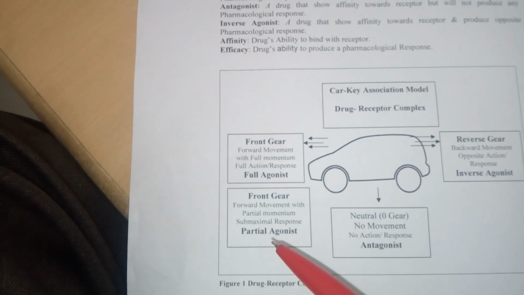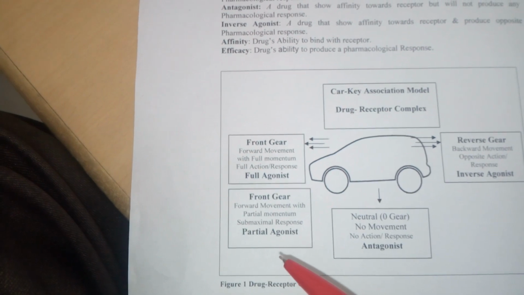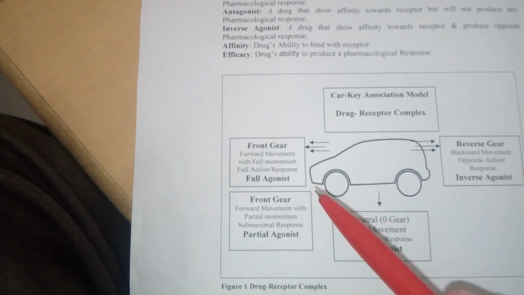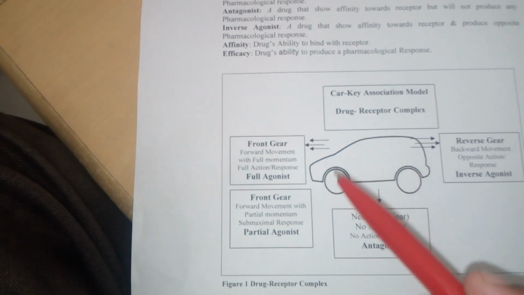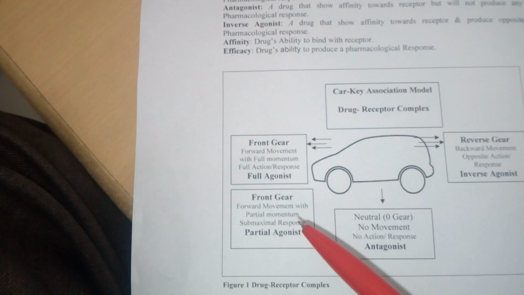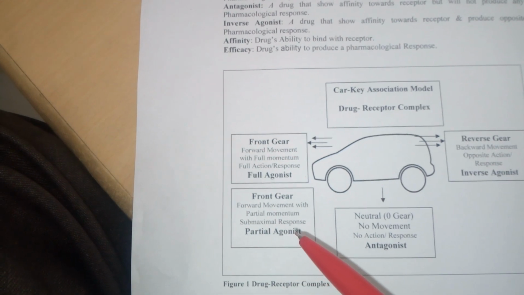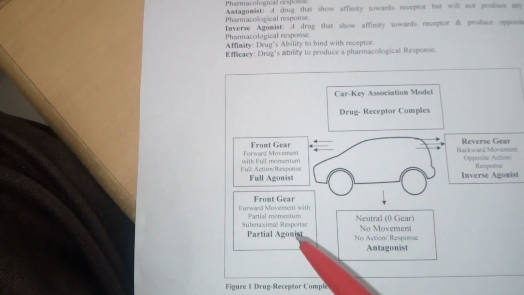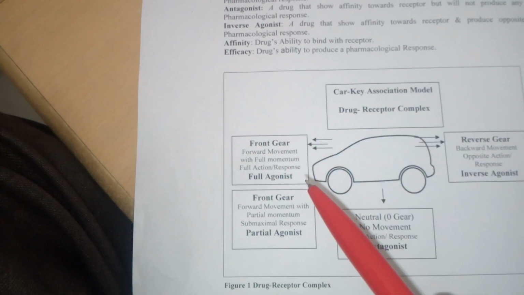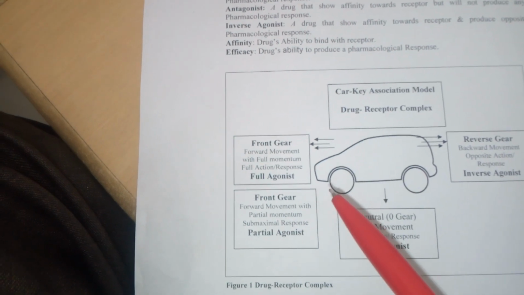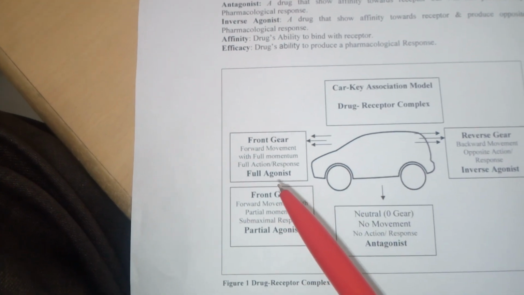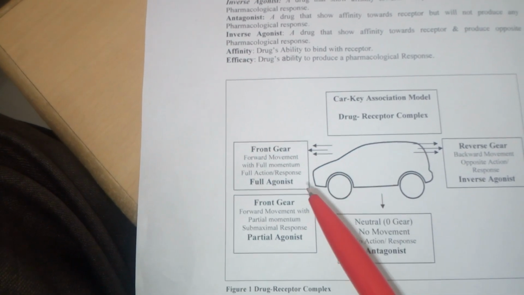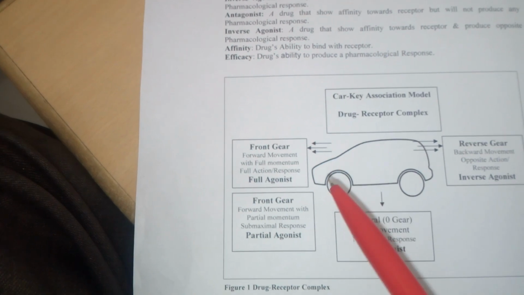Whereas in the case of a partial agonist, we will get some submaximal response. This submaximal response depends upon the different gears we use with respect to the car. Then forward movement with a partial momentum, a submaximal response, is nothing but a partial agonist. It means a partial agonist will bind to the receptor, meaning it shows affinity, but produces a lesser efficacy, whereas a full agonist shows complete, full action or pharmacological response after showing affinity.